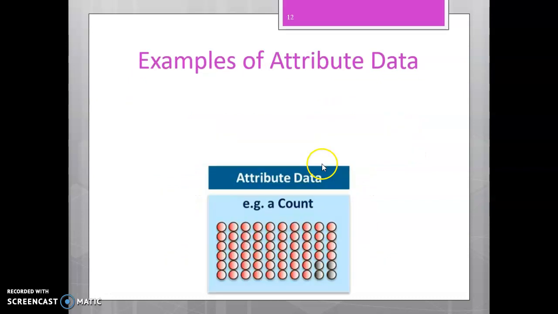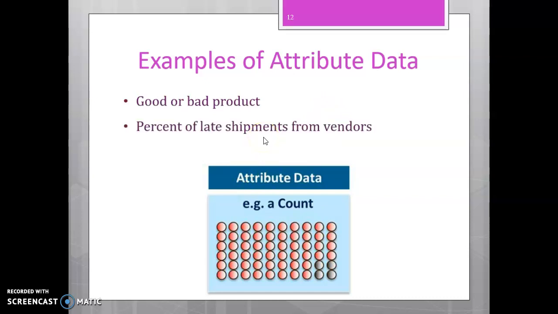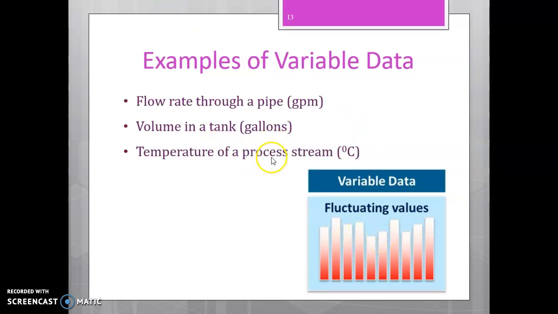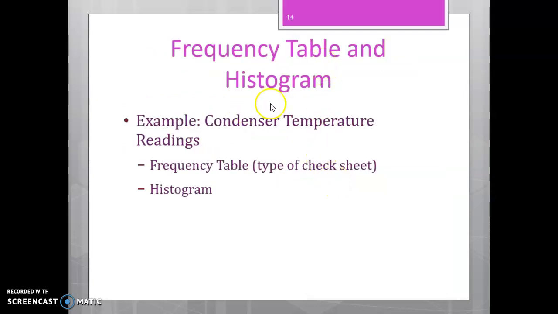Okay. All right, so let's talk a little bit more about attribute data. Good or bad product, percent of late shipments from vendors, or how many mistakes per batch. Here's an example of variable data: the flow rate through a pipe, volume of a tank in gallons, temperature of the process stream, or reactor pressure in psig. Okay. All right. Now the frequency table and the histogram.